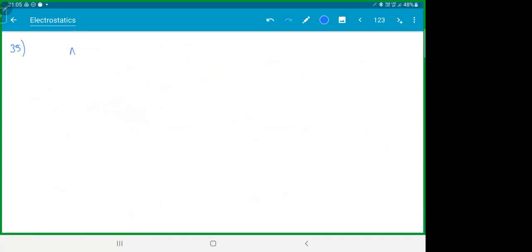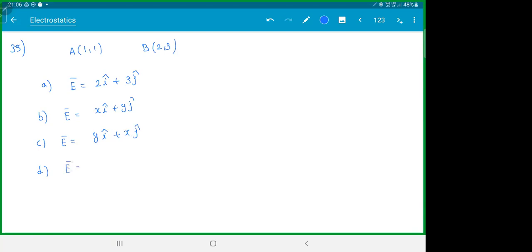So we have 2 points here, A (1, 1) and B (2, 3). The electric field E is given by 2i + 3j. Electric field is xi + yj. Electric field is yi cap + xj cap. So electric field is y squared i cap + 2xy j cap.